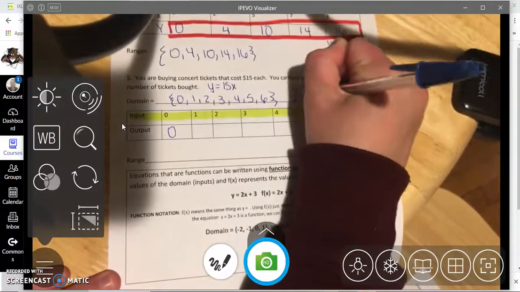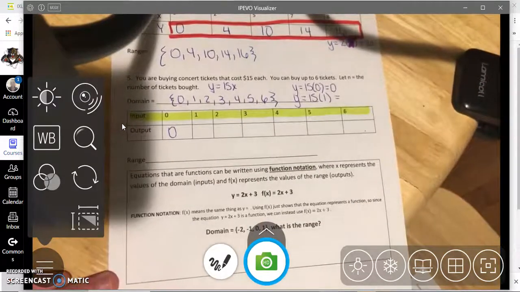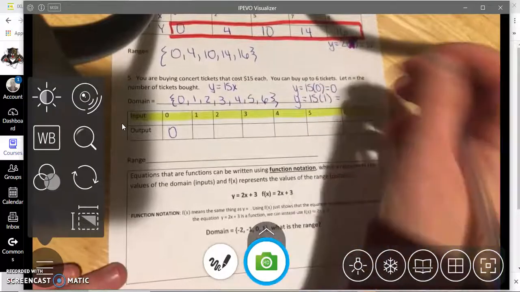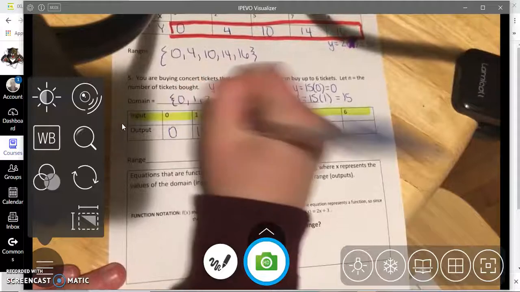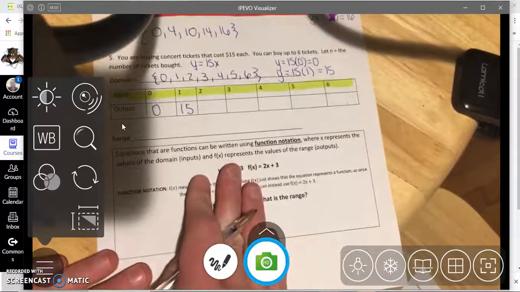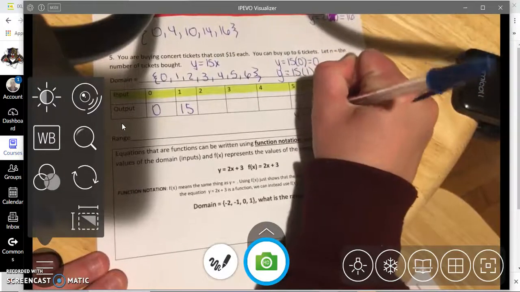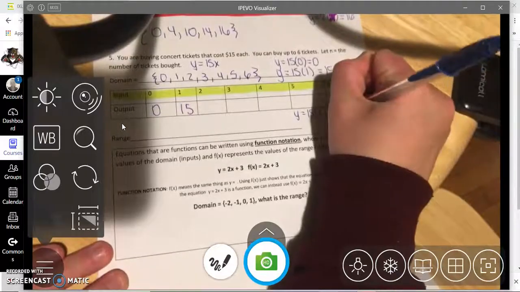If one person, if you're just going by yourself, which I guess that would be okay if you're a little bit older, but when you're underage, I would probably stick with an adult. So you have 15 times 1, just for one ticket, it costs $15. For 2 tickets, y equals 15 times 2. 15 times 2 is 30.